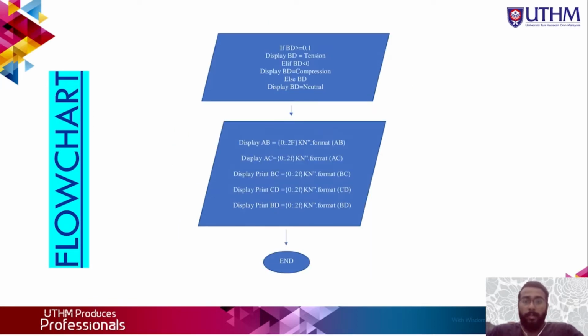This is followed by the display of the values of AB, AC, BC, CD, and BD. At this portion, the AB value is displayed with the force of AB in bracket 0.2F in kN format. Same for AC, in bracket 0.2 value in kN format, and display BC of 0.24 times force in kN format. Display CD of the CD member equals 0.2F force in kN format, and display BD equals 0.2 in kN format.